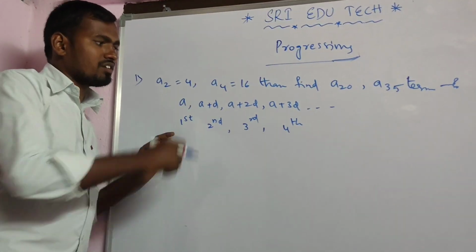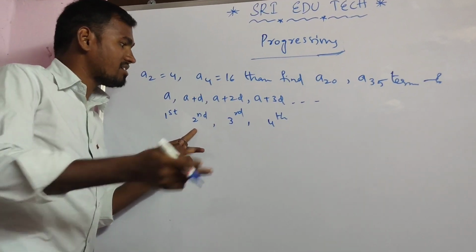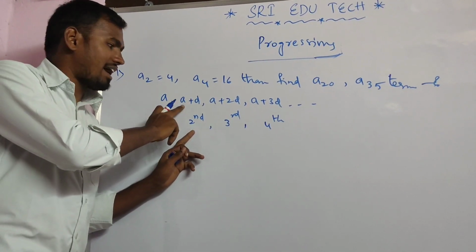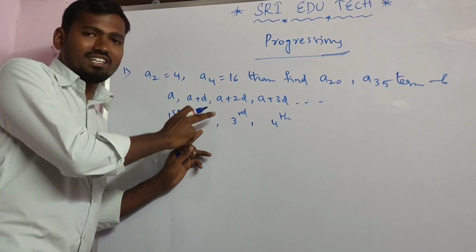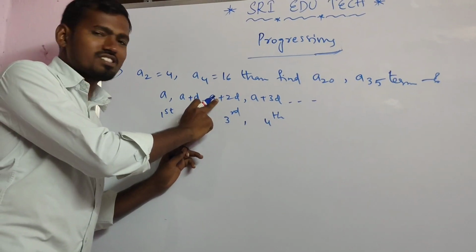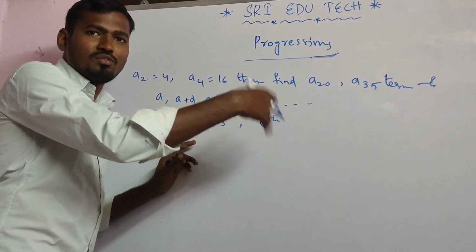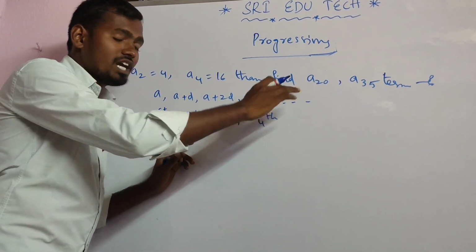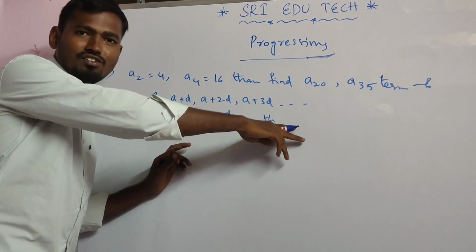And you can observe here, whenever we are writing the term, second term means A plus 1D only. D will increase. A is the constant, but D changes. Second term means 1D. Then third term means 2D. A constant. Now fourth term means 3D. Then fifth term means A plus 4D. Then 20th term means A plus 19D. D will be increased now.